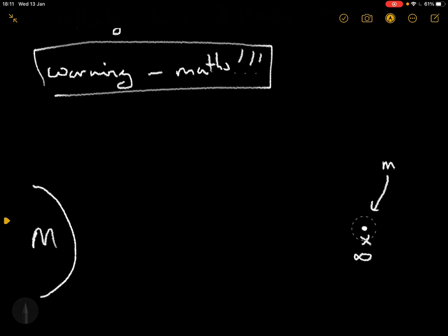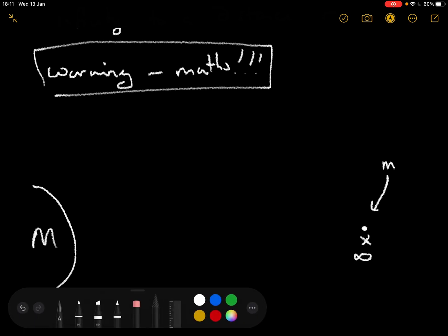But in order to do that, because the force on it due to gravity is going to change with every little movement, let's instead start with a tiny movement from infinity. Let's move a small amount.